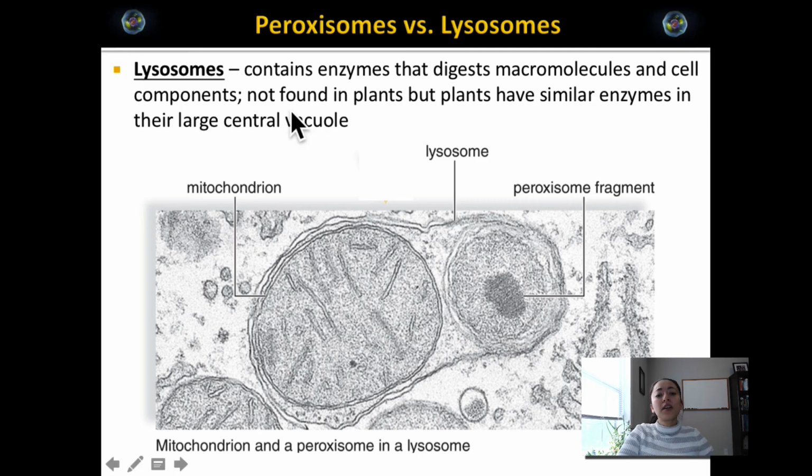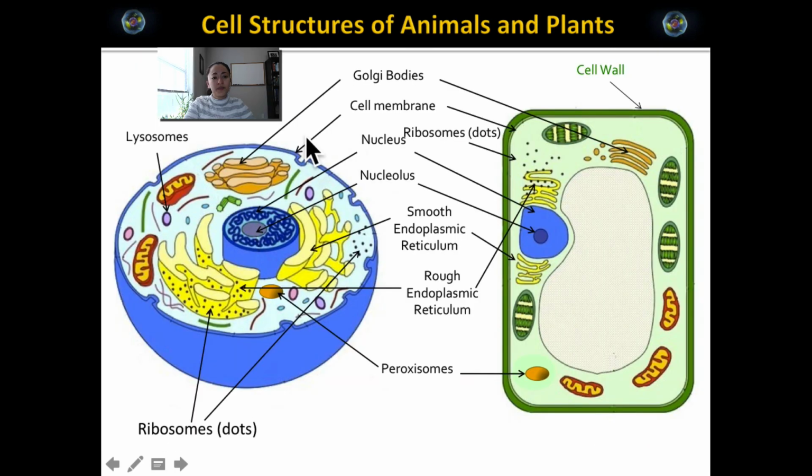And as I said before, lysosomes are not found in plants, but plants do make similar enzymes that break down large macromolecules. And they make these enzymes in a structure called the large central vacuole, which we will talk about next. So if we look in both animal and plant cells, we have these storage organelles called vacuoles. However, if you notice, the plant has one large central vacuole, whereas in animal cells, there are just many tiny little vacuoles throughout the cell.